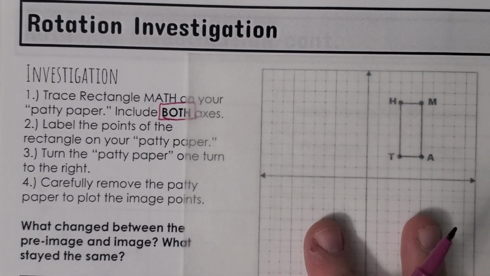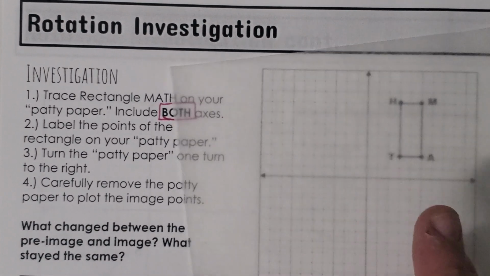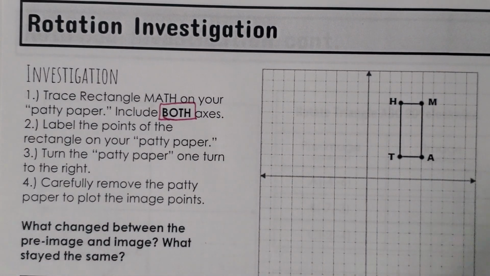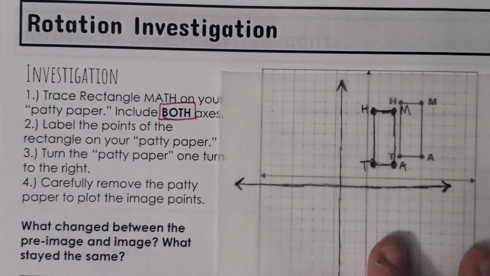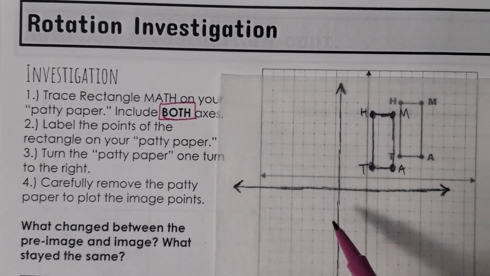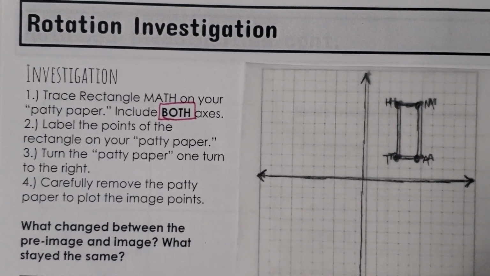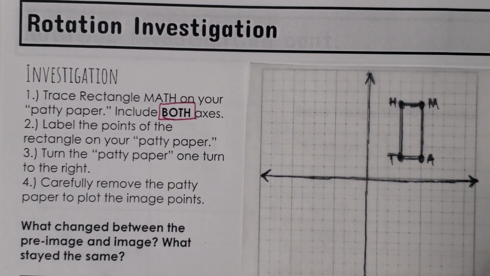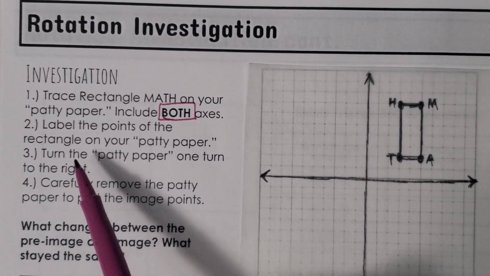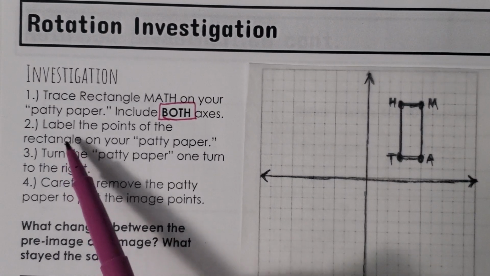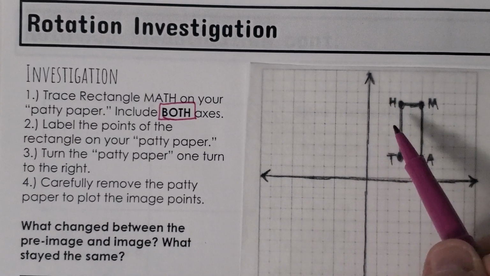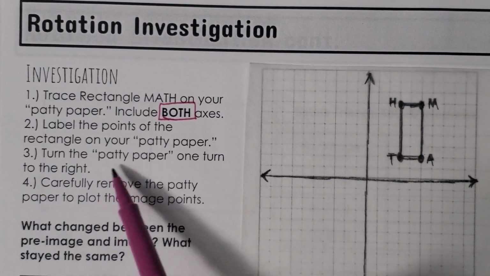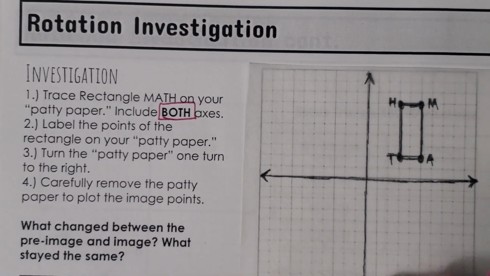You can pause the video if you need to take some time to trace it, but this is what your shape should look like once you have your two axes on it. So I'm just going to line it up just like this. And then looking at the directions, it says label the points of the rectangle on your patty paper. Okay, I did M-A-T-H. And I'm going to turn the patty paper one turn to the right.